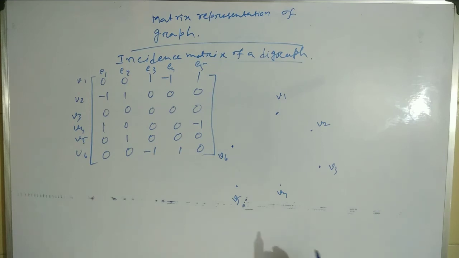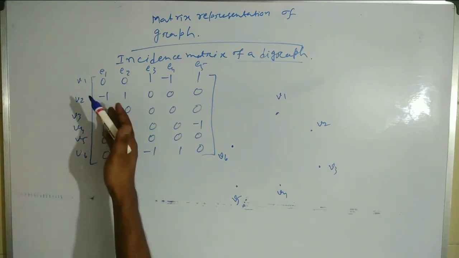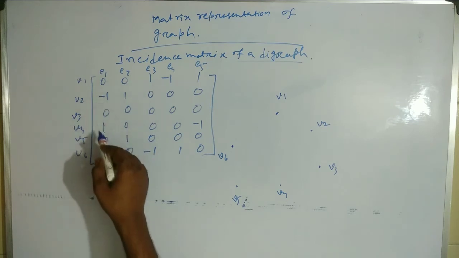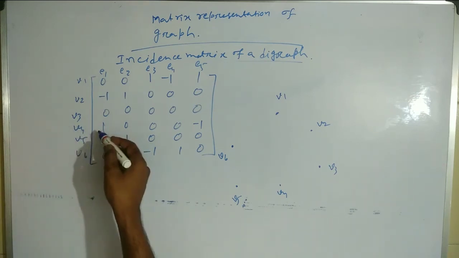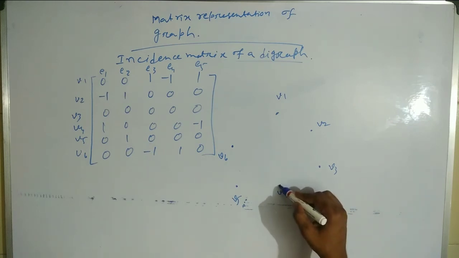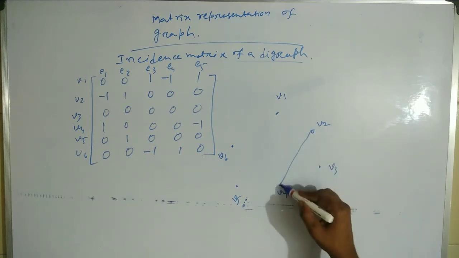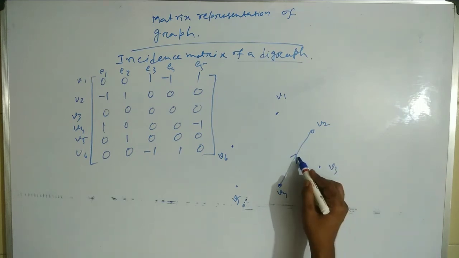Now we'll first draw E1. See that E1 is connected with V2 and V4, and since in V4 there is +1, E1 must be going out from V4 and going into V2. So we have to draw an edge from V4 to V2, put the direction like this, and the name of this is E1.